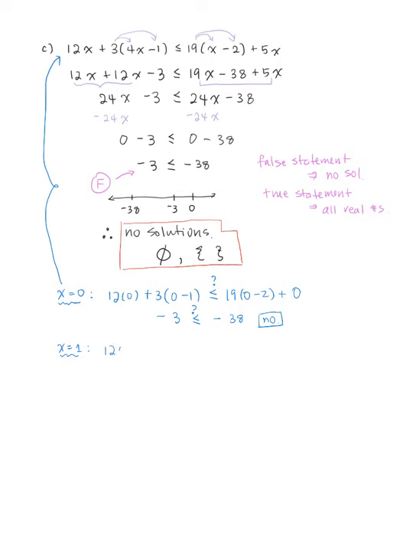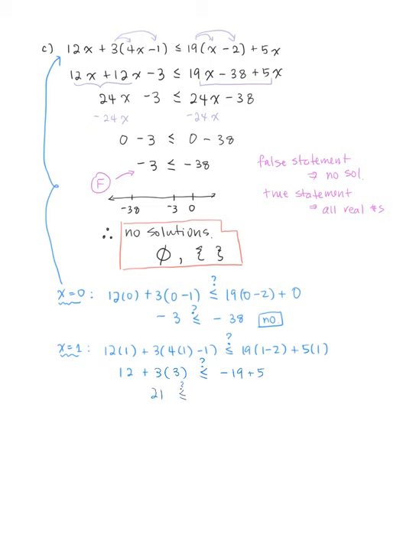So here, 12 times 1, and then 3 times 4 times 1 minus 1, less than or equal to 19 times 1 minus 2, plus 5 times 1. Let's see if this inequality is true or not. So here you're going to have 12 plus 3 times 4 minus 1, which is 3. Is it less than or equal to 1 minus 2, which is -1, so you're going to have -19 plus 5. So let's compute. You got 12 plus 9, which is 21.